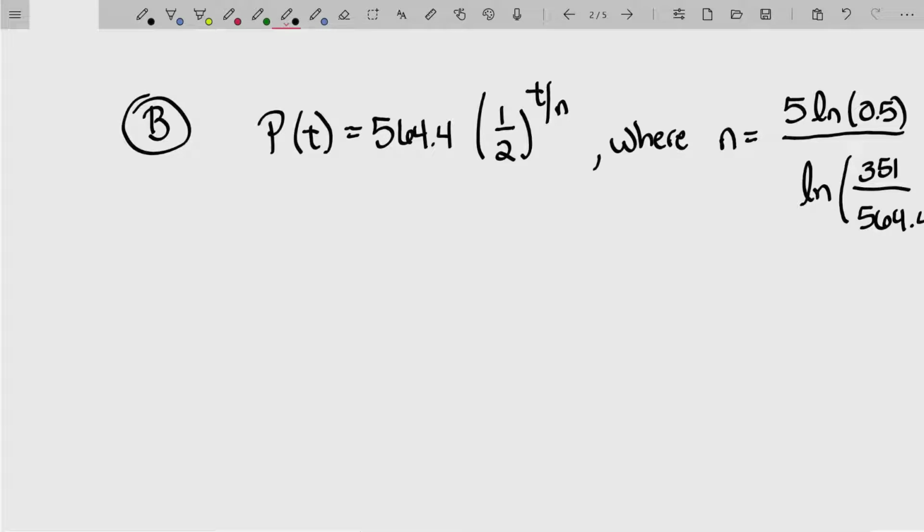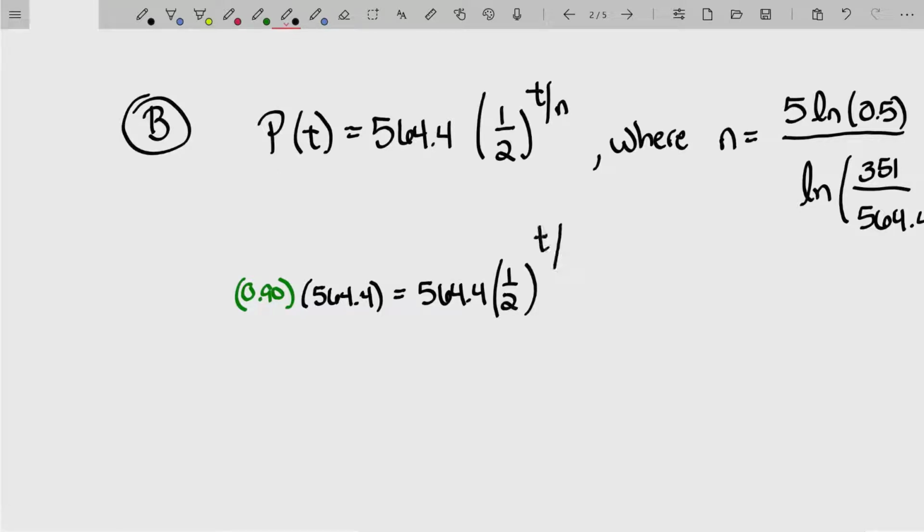So let's say that I want 90% of that to remain. 10% of it has decayed, so we have 90% left. Well, that means I want my population to be 90% of 564.4. So all I'm doing is substituting into the population function right there. Our output should be 90% of 564.4. So I'm going to solve this equation for t.